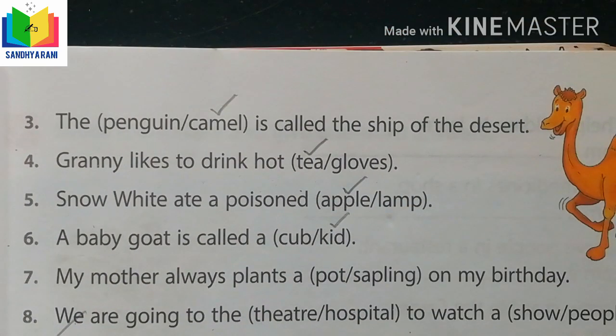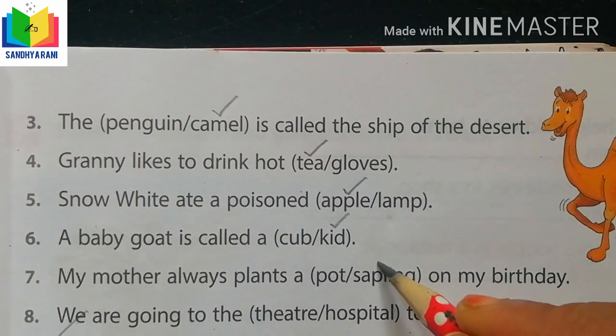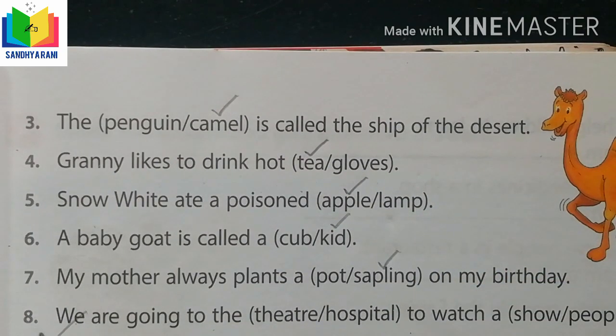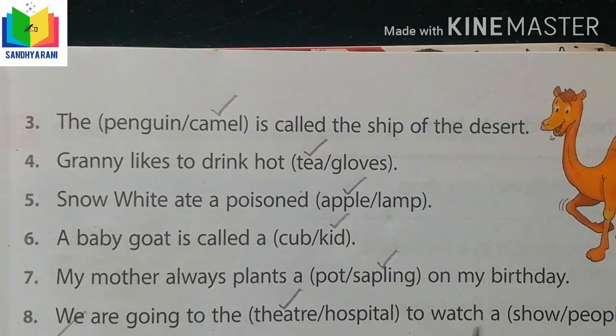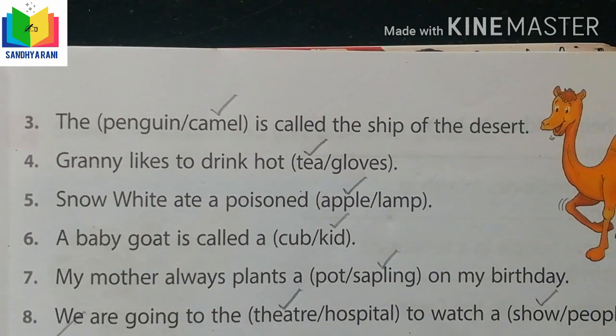Now let us check the seventh one. My mother always plants a dash on my birthday. What can we plant here? We can plant a sapling only. So we have to choose sapling here. Now let us check the eighth one. We are going to the dash to watch dash. Can you guess, children? We are going to the theatre. Yes. We are going to the theatre to watch a show. So finally we have completed this exercise too. Now let us get into our next exercise.